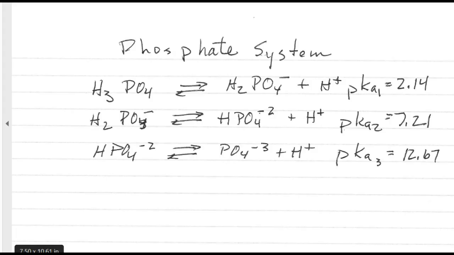The phosphate system is similar, except it has 3 protons. So the first proton comes off of phosphoric acid at a pKa value of 2.1. The second proton comes off at a pK value of 7.2, and the third proton comes off at a pK value of about 12.7.